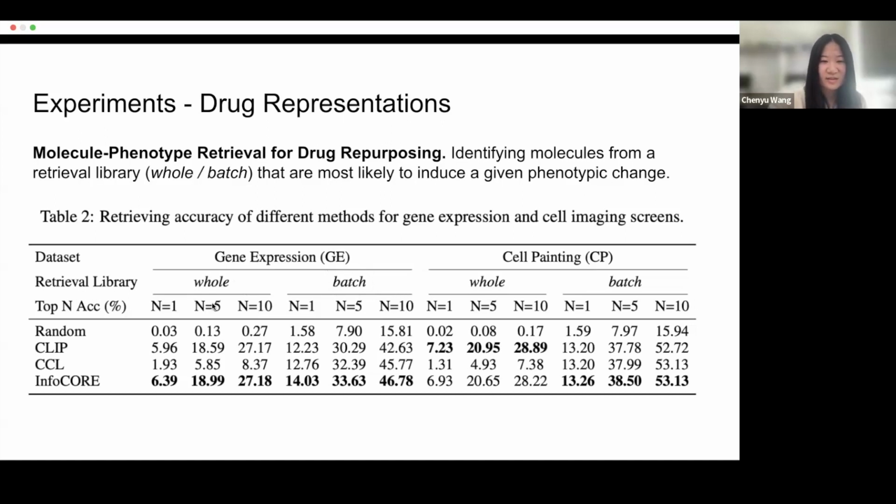And so here is the performance of our model compared to the baselines. We can see that our model is the only one that can achieve good performance in both of these retrieval libraries. For example, our model has similar or better performance than CLIP in the whole library and similar or better performance compared to CCL in the batch library. And this exactly shows that our model balances the trade-off between the large supply of negatives and also the debiasing.